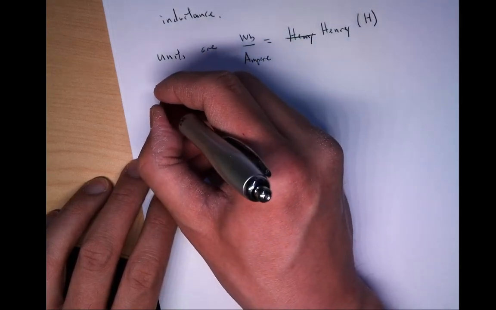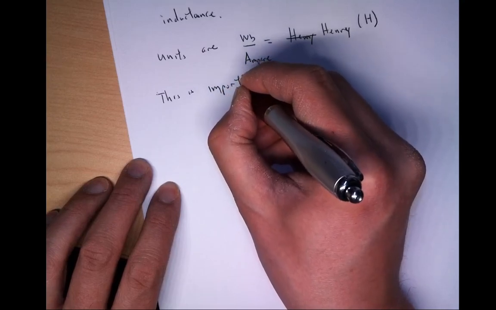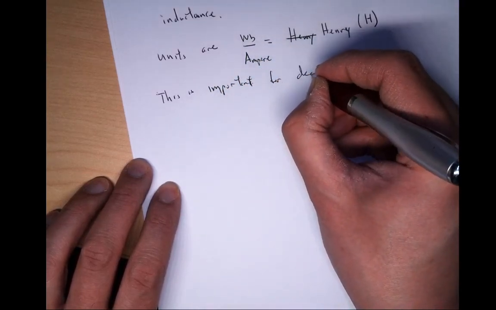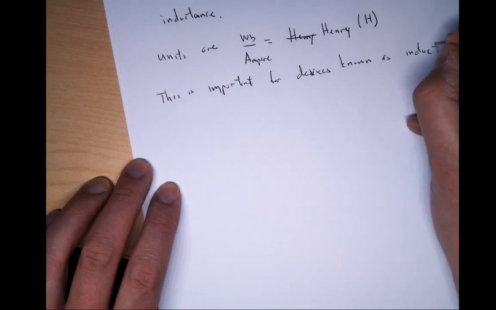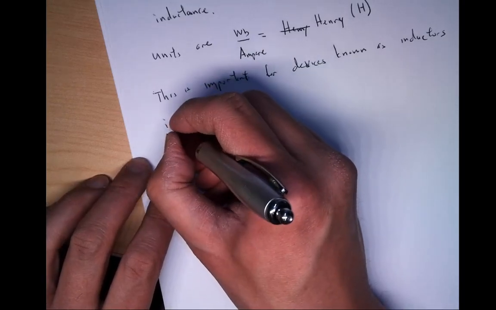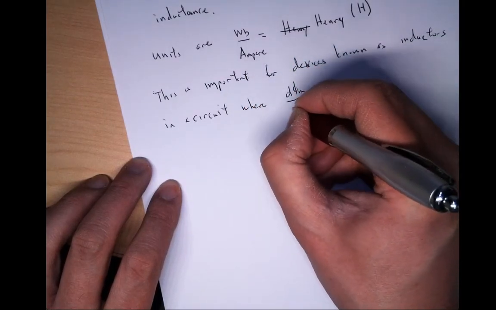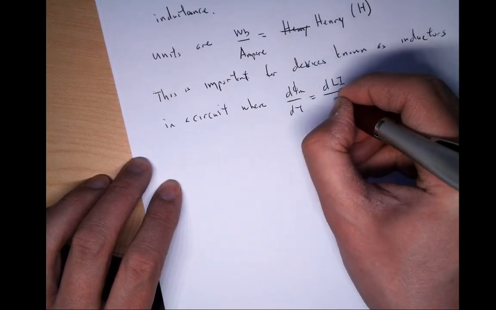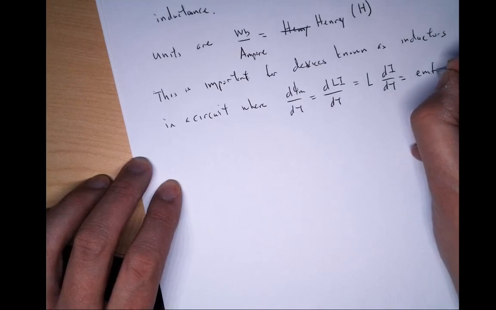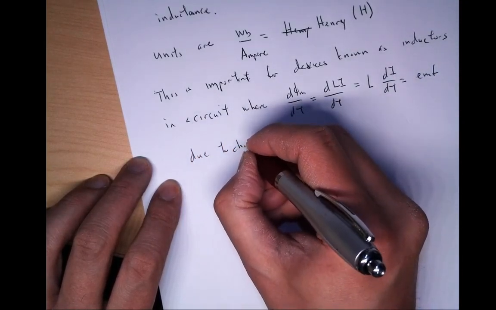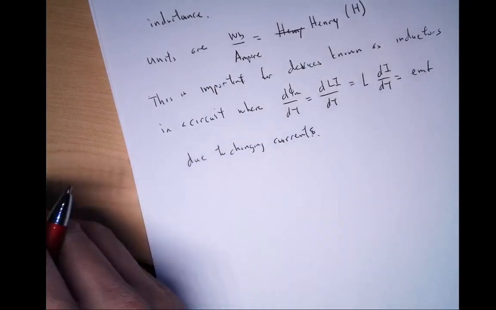So this is important for devices known as inductors in a circuit, where d phi m dt is equal to d(LI)/dt, so the EMF is L dI/dt, the EMF due to changing currents. All right. Perfect.